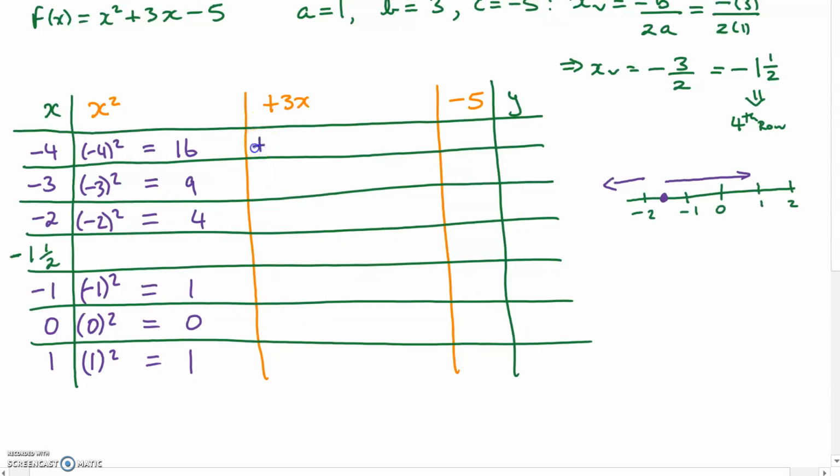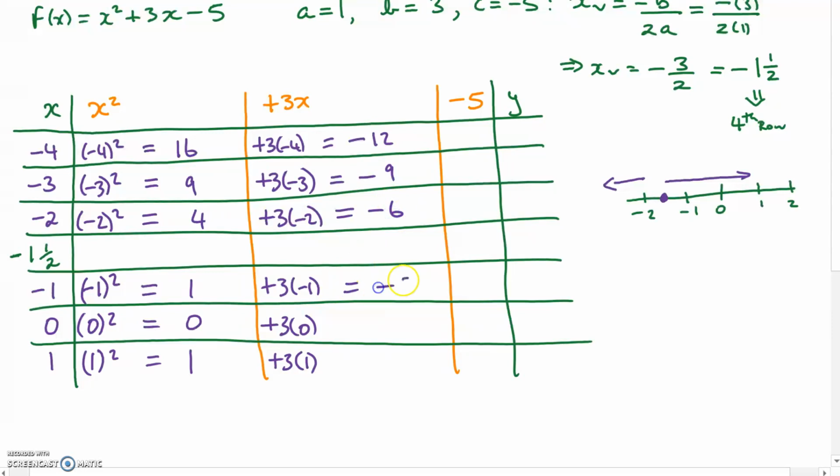And plus 3x, so it's going to be plus 3 times negative 4, plus 3 times negative 3, plus 3 times negative 2, plus 3 times negative 1, plus 3 times 0, and plus 3 times 1. Well, that's going to be negative 12, negative 9, negative 6, negative 3, 0, and 3. And then the negative 5 is just going to be negative 5. I'm skipping the middle row because it wasn't a whole number. I'm only going to work with whole numbers here. It's going to give us enough information to do the problem.